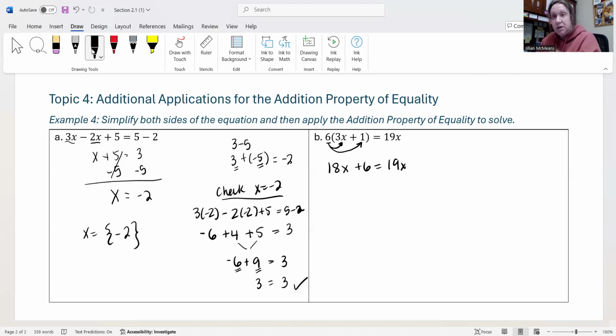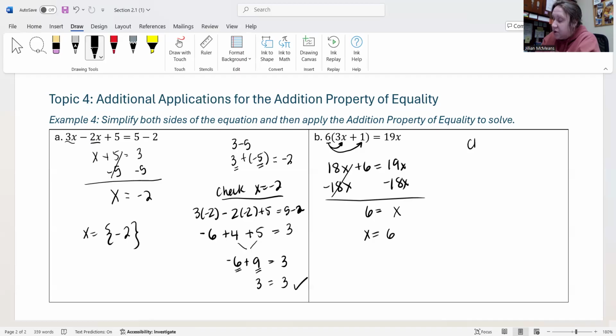The way I undo addition is by subtracting. So I want to subtract 18x from both sides of the equation. On the left, 18x minus 18x, that's just 0. There's nothing left. So 0 plus 6 is just 6. And then on the right, 19x minus 18x is just 1x, or just a single x. So we have 6 equals x, but we want to write it the opposite way. We always want to put the variable first. So we have that x equals 6.